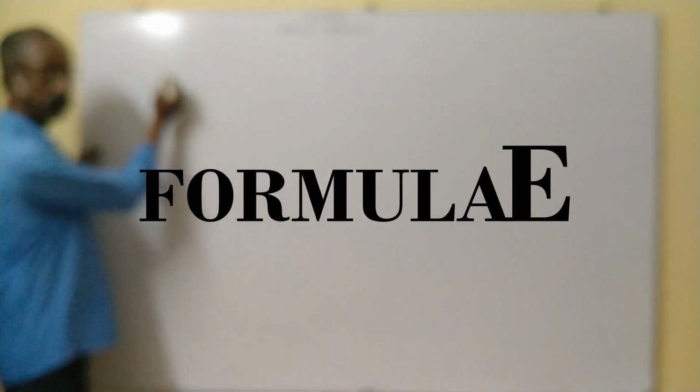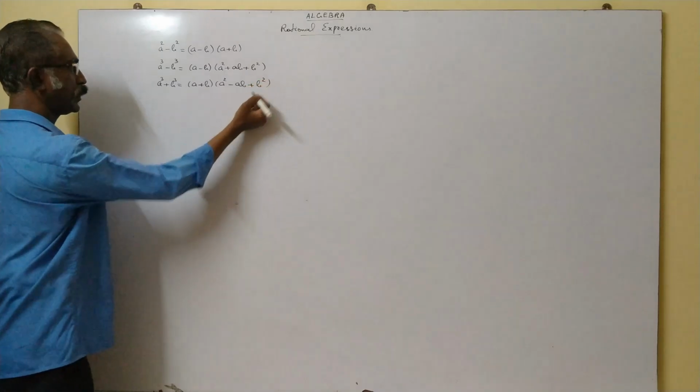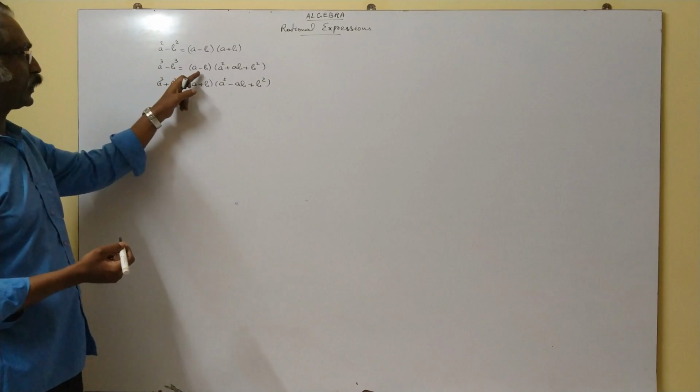Today we are going to learn how we can simplify the rational expression. For that we have to recollect some formulas, that is a square minus b square equal to a minus b into a plus b. Then a cube minus b cube is equal to a minus b into a square plus ab plus b square. A cube plus b cube is equal to a plus b into a square minus ab plus b square.